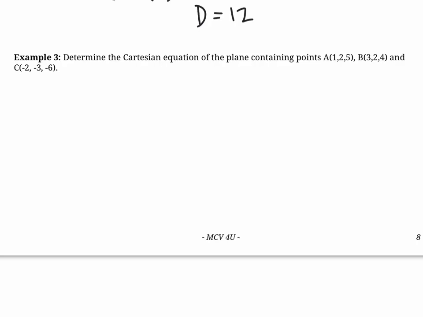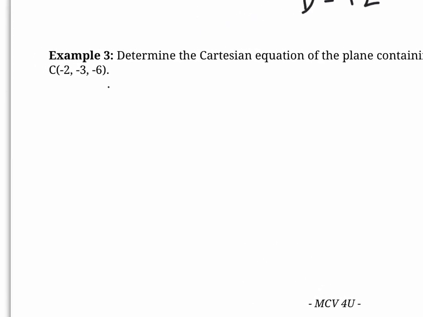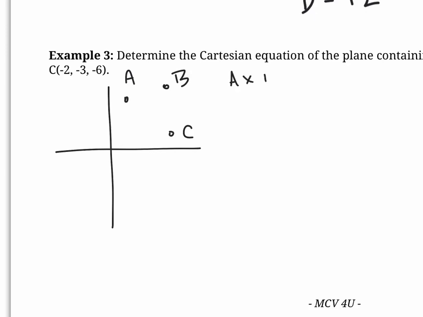So in this question, we're asked to determine the Cartesian equation based on 3 points. I like to think about this by drawing a quick sketch. Let's pretend we're looking flat down on the plane like this, and we're going to have 3 points like this that lie on the plane, A, B, and C. So how can we define the plane using these 3 points? Well, we need the Cartesian equation, right? And the Cartesian equation looks like this: ax plus by plus cz plus d equals 0.